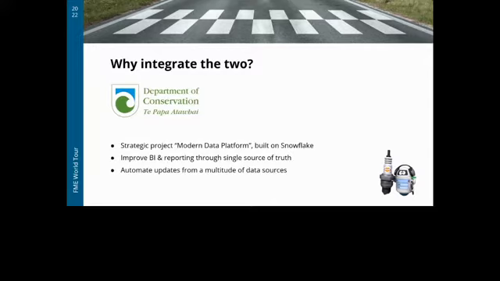Why integrate the two? Well, in our case, Locus were asked by the Department of Conservation here in New Zealand to assist with a strategic project they're working on at the moment, which is part of the larger Digital Strategy 2020 program of work. The goal of this particular project is to implement what they call the Modern Data Platform, or MDP for short, which is a cloud-based data warehouse implemented in Snowflake. The main purpose of the MDP is to provide a single source of truth for business intelligence and reporting data across the organization, and also automate updates from a multitude of data sources so that data analysts can find everything in one place in a timely manner.